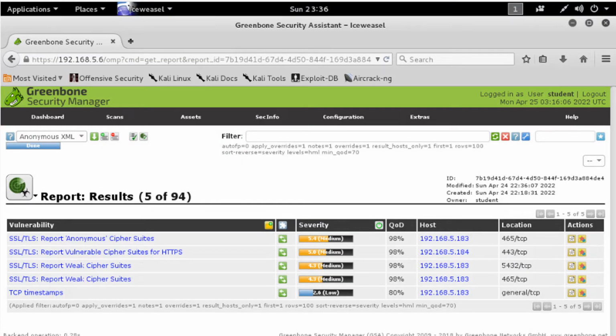This is a screenshot for the default filtered results of the Greenbone scan report. And as I alluded to earlier, there's only really five issues to make note of here. Amongst those five issues, four of those belong to the Linux side of things, while one of those issues belongs to the Windows side.